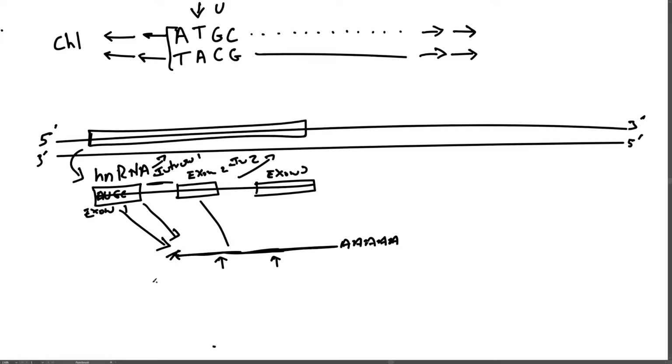And this is a mature messenger RNA. And we all know that messenger RNAs are those that get translated into proteins, into amino acid sequences. Okay, I'm going to redraw the RNA molecule. So we have a string of nucleotides, A, U, G, and C, and we have a poly A tail here.